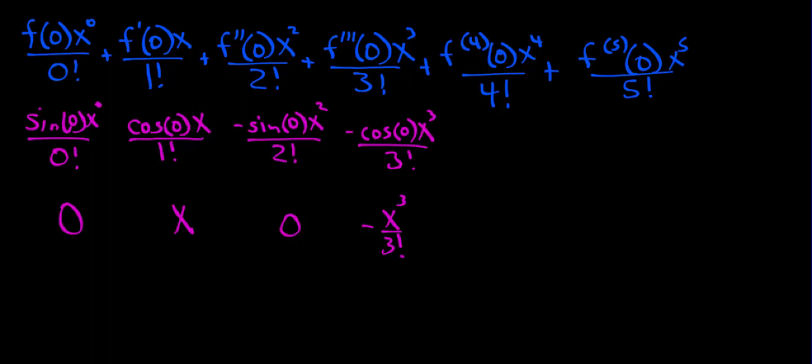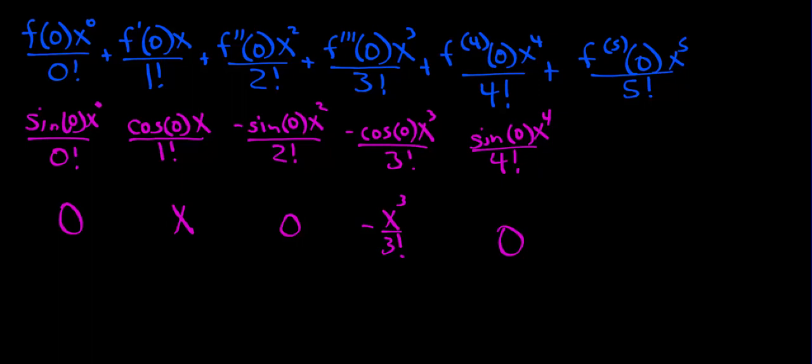Now the derivative of negative cosine is going to be sine. So sine of 0, x to the fourth over 4 factorial. Well, once again, that's 0. Now, every other derivative has sine in it, and sine of 0 is 0. So you can begin to see all these even powered terms are going to be 0. The only thing I'm going to have are the odd powered terms: x to the first, x to the third, and now x to the fifth.